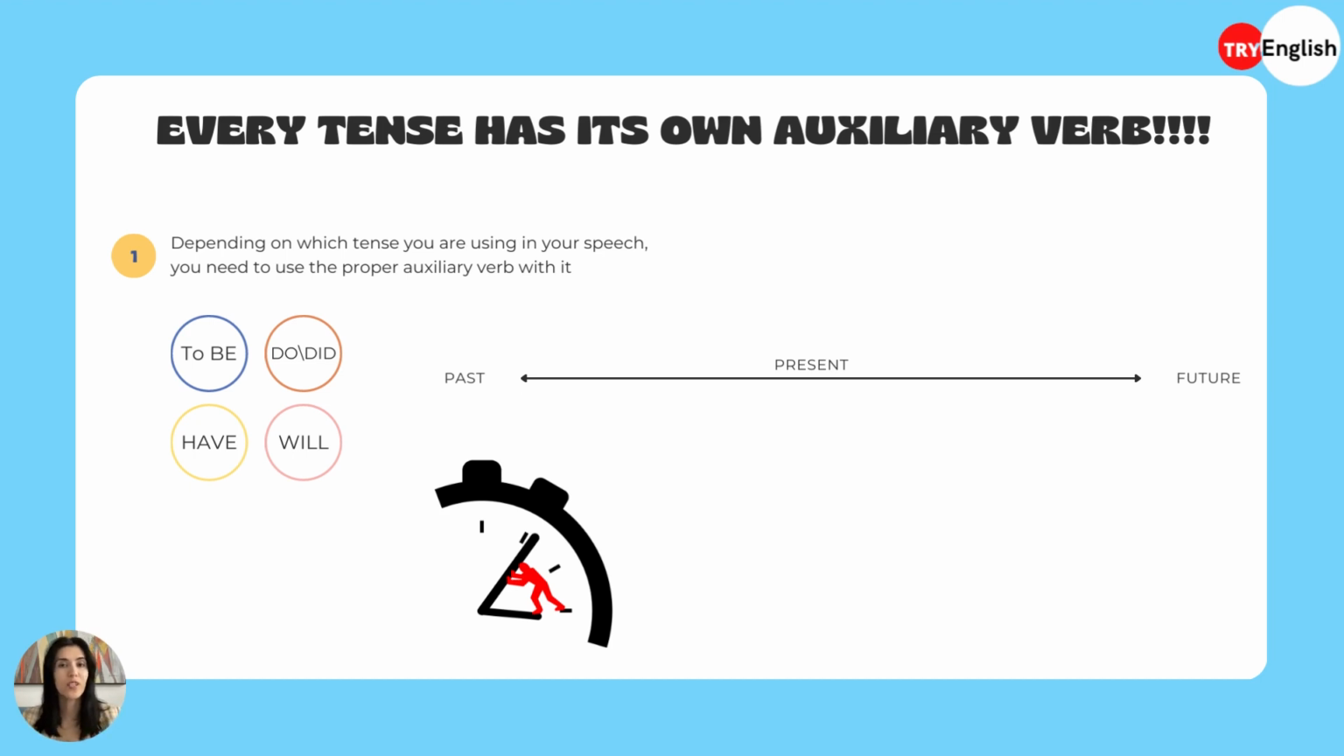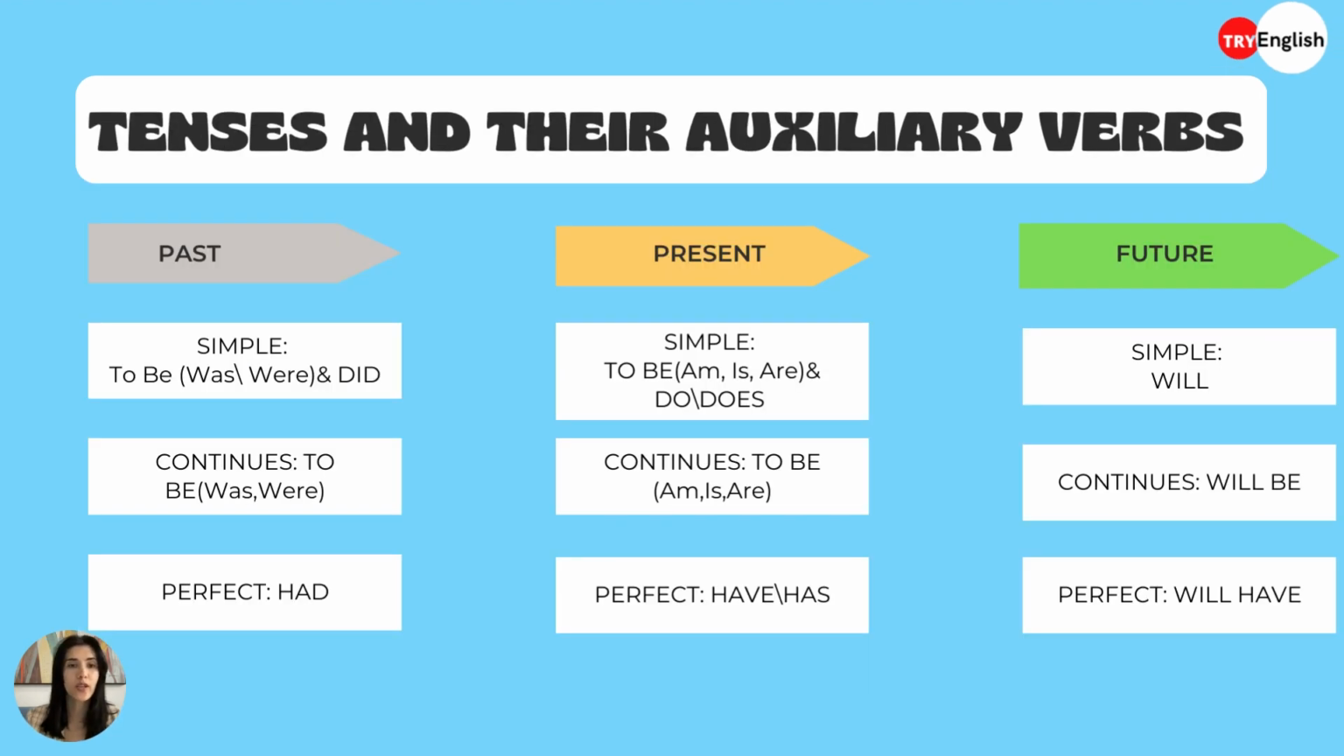As mentioned before, in English, there are three main tenses: past, present, and future. And then depending on which one you use in your speech, you should make sure that you use the right auxiliary verb to go with it, to sound more correct and to sound better. Now let's take a look at each tense and their subcategories.